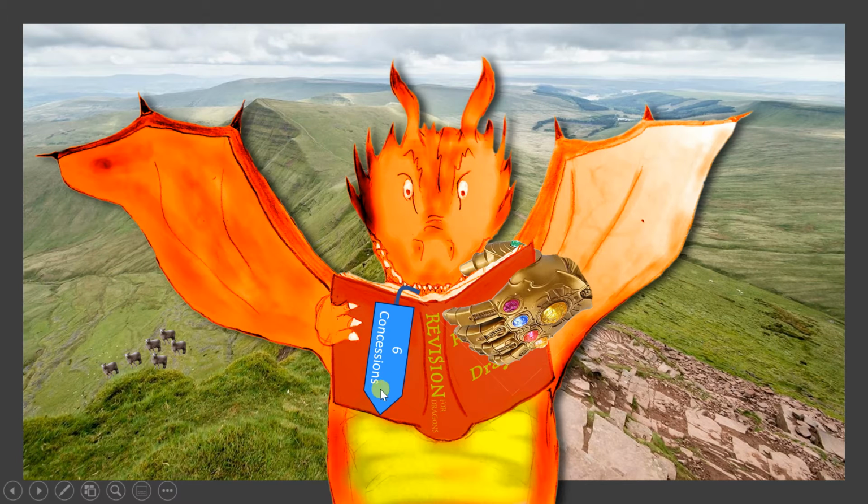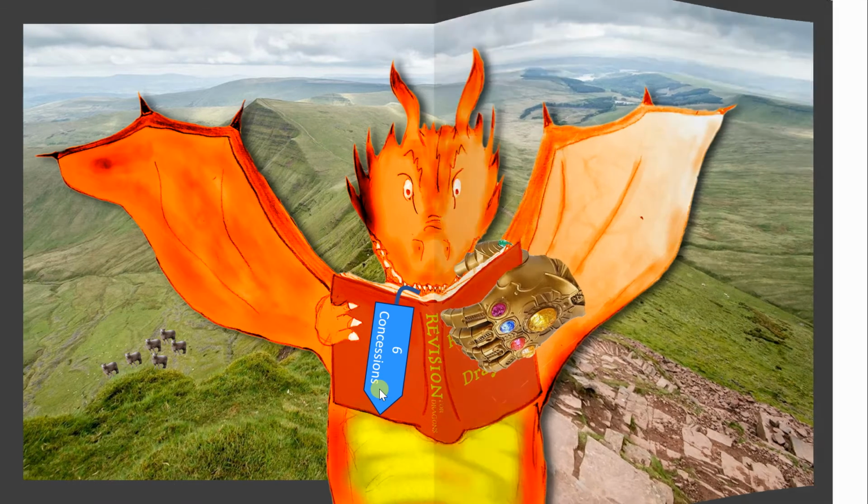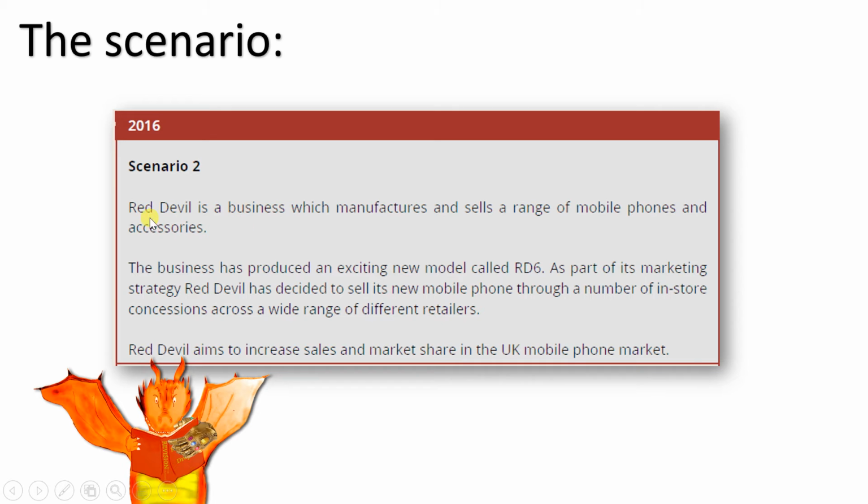Question on concessions. The scenario: Red Devil is a business which manufactures and sells a range of mobile phones and accessories. The business has produced an exciting new model called RD6. As part of its marketing strategy, Red Devil has decided to sell its new mobile phone through a number of in-store concessions across a wide range of different retailers. Red Devil aims to increase sales and market share in the UK mobile phone market.